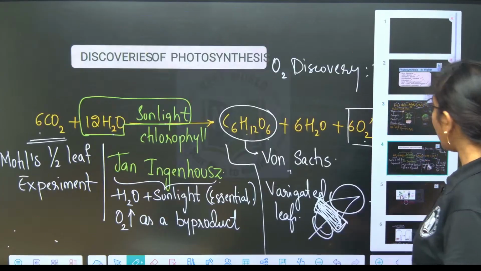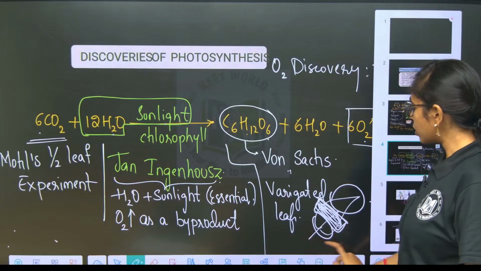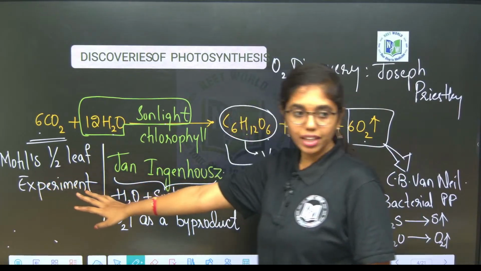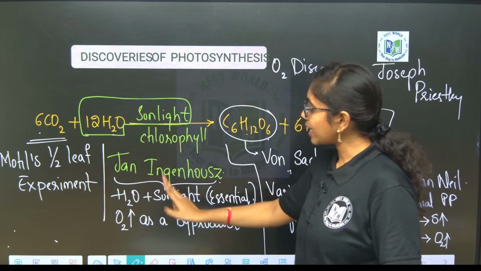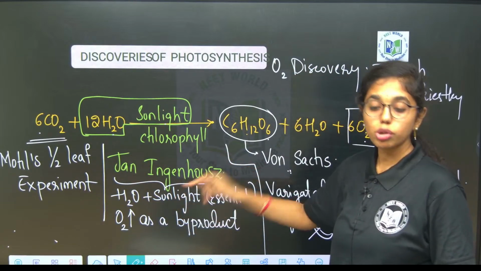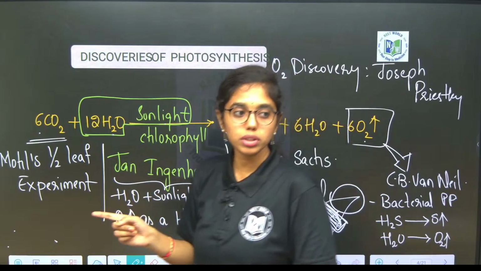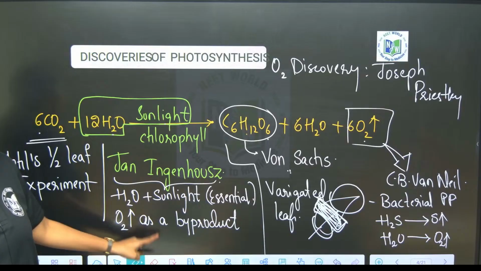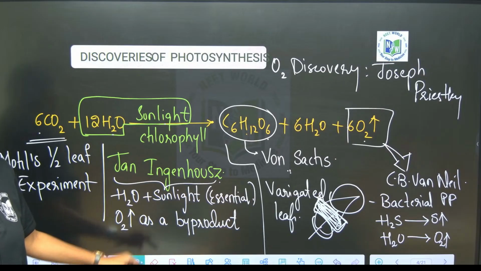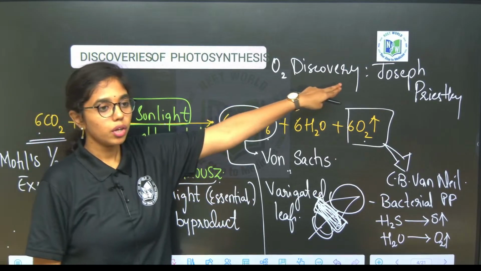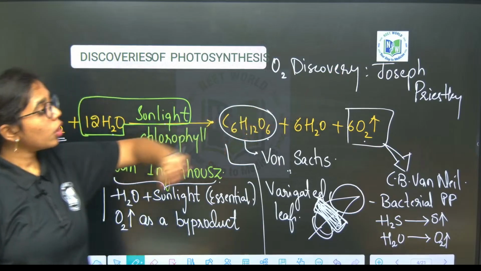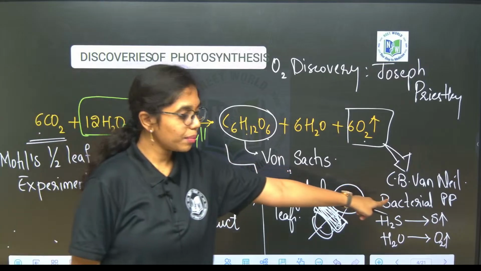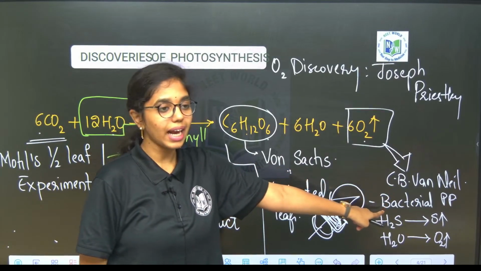Next, our discoveries. Carbon dioxide is essential for photosynthesis, said by Moll's half-leaf experiment. Water and sunlight are essential, and Jan Ingenhousz said that oxygen is evolved as a byproduct of photosynthesis. Who discovered oxygen? Joseph Priestley. Who said that oxygen comes from water, not from carbon dioxide? C.B. Van Niel.